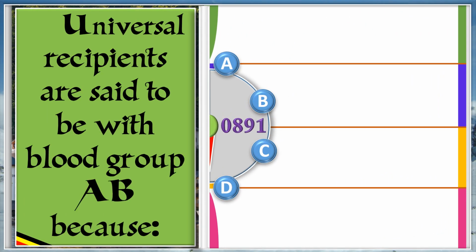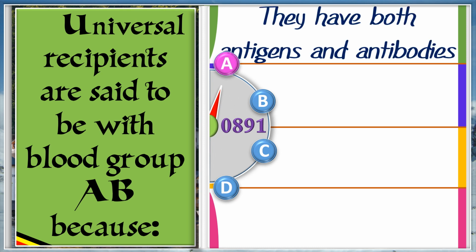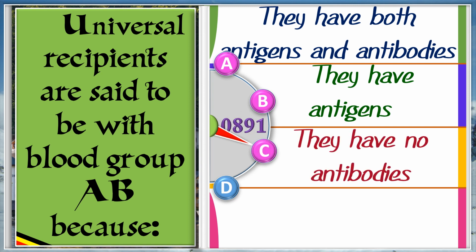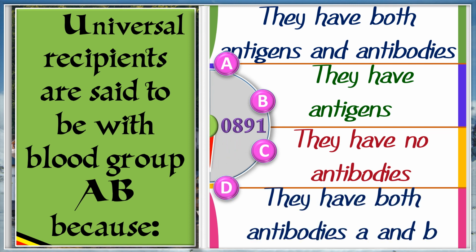Universal recipients are said to be with blood group AB because: A. They have both antigens and antibodies. B. They have antigens. C. They have no antibodies. D. They have both antibodies A and B. And the answer is C. They have no antibodies.